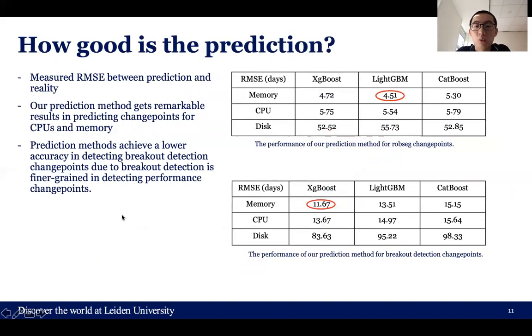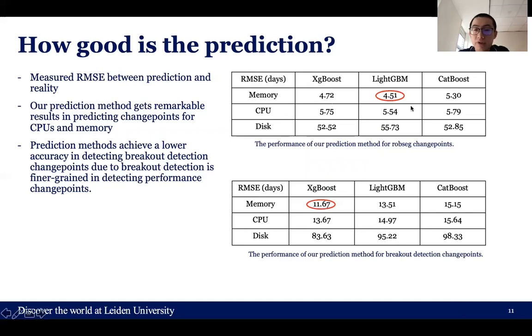So how good is our prediction? As I mentioned before, we measured RMSE between prediction and reality. And these are two tables for the performance of our prediction method. We could see here, we get a 4.51 days RMSE for RobSec, and more than 11 days RMSE for the breakout detection method. And from these two tables, we could see that our prediction method gets remarkable results in predicting change points for CPU and memory.